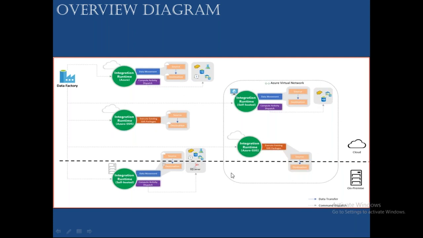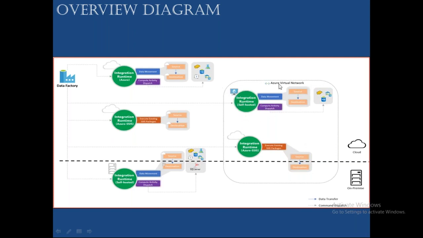In the cloud, I created a virtual machine. Inside that, I have a virtual network. From this virtual machine, if I want to move some data into the cloud, what type of IR do I need to use? Please check it here. Self-hosted IR I need to use.